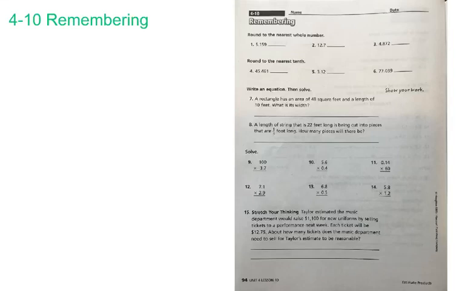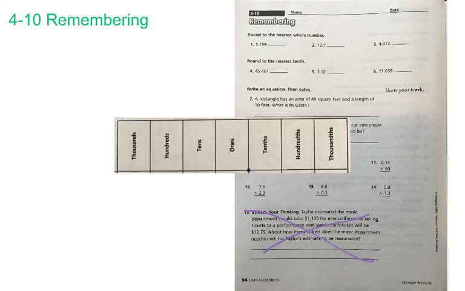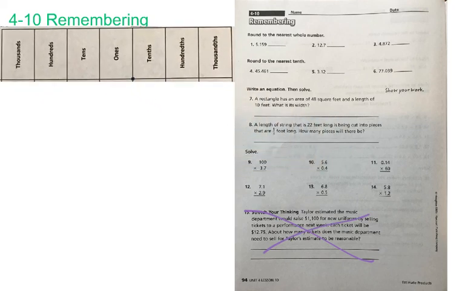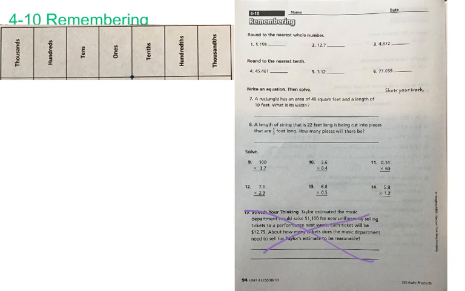Good morning, class. Today we are working on Unit 4, Lesson 10, Remembering. We are going to be working on rounding again, as well as writing equations and multiplying by decimals. You can go ahead and put an X through the stretch you're thinking, which is number 15. I'm going to put my place value chart on here again today to help you with your rounding.